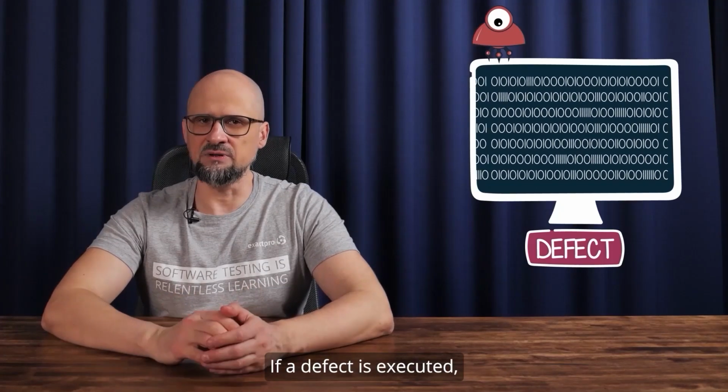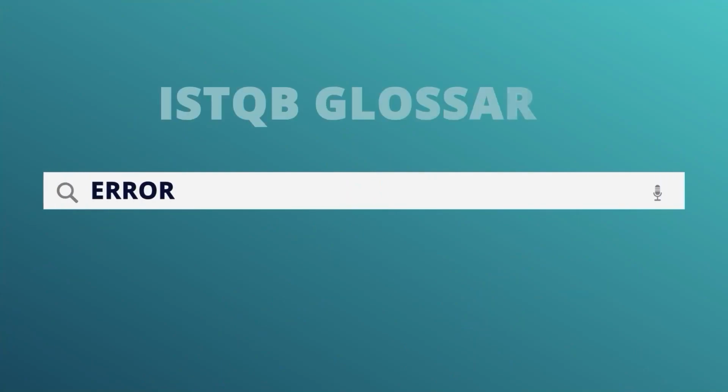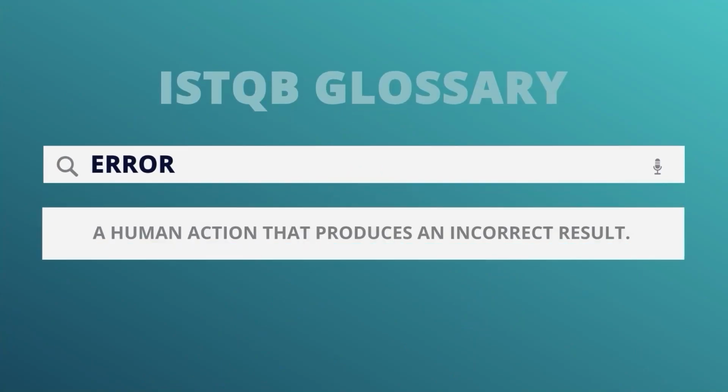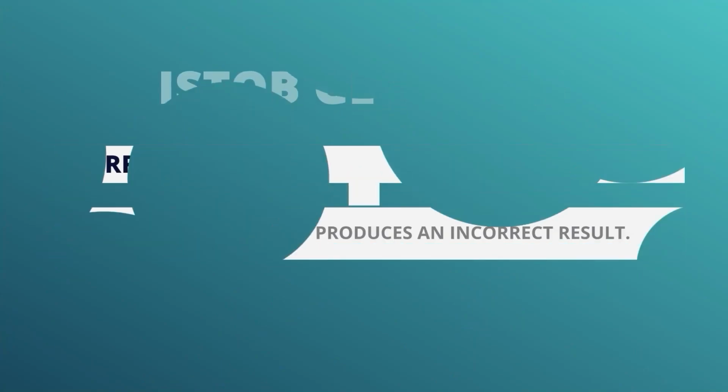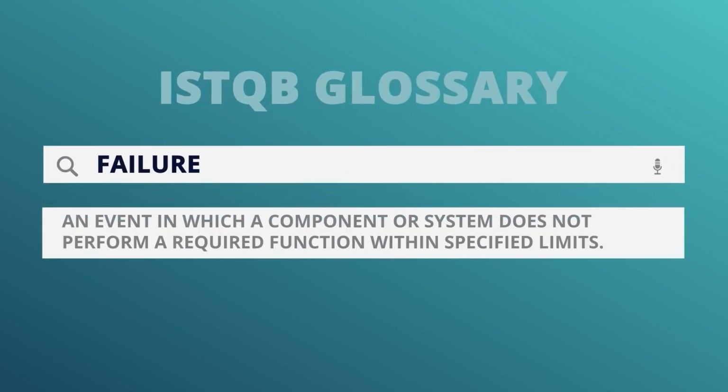If a defect is executed, it may cause a failure of a system. So, in other words, a human action that produces an incorrect result or an error can lead to an imperfection or deficiency in a work product where it does not meet the requirements or specifications. That's a defect, which may cause an event in which a component or system does not perform a required function within the specified limits. That's a failure.